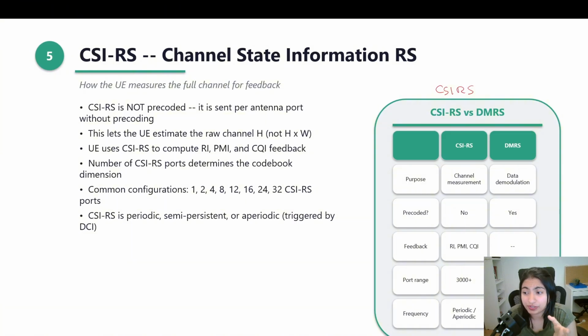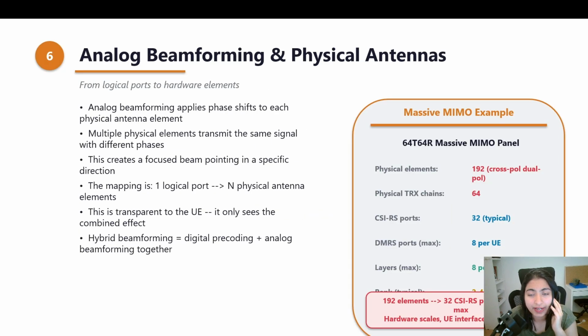Sounding reference signal is to the uplink what CSI-RS is to the downlink. So this is an unprecoded reference signal on logical ports that lets the receiver see the full channel matrix. That was it about precoding.